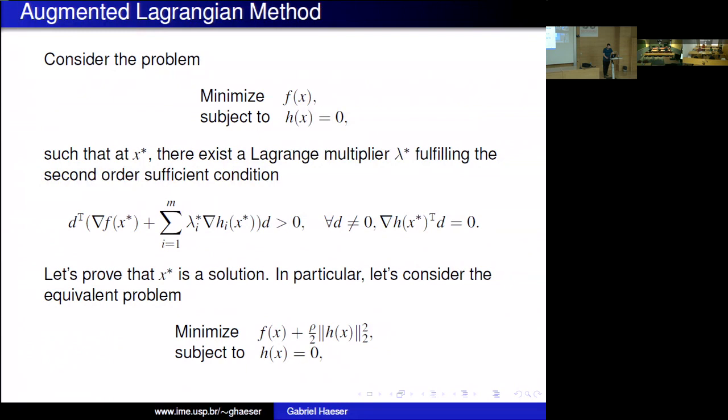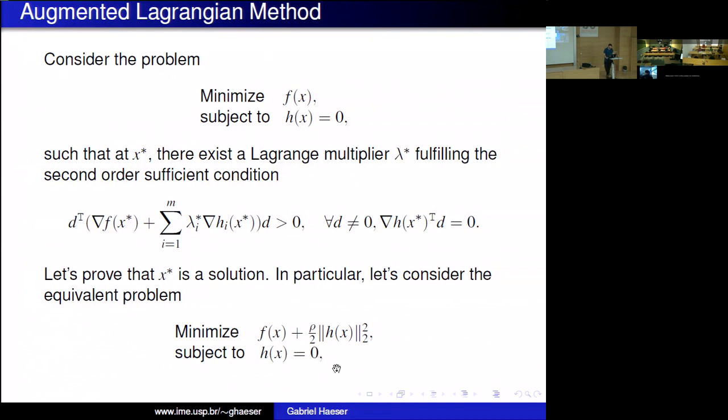As we computed first derivatives when we were developing KKT conditions, we can compute second derivatives, and this goes well. Okay, so let's try to prove the sufficient condition. The idea here is to consider this other problem. Okay, it's an equivalent problem. Note that we penalize the constraints in the function, but we still keep the constraint.